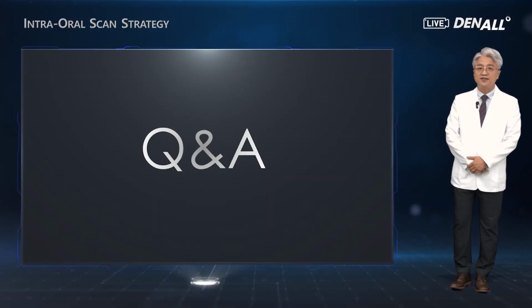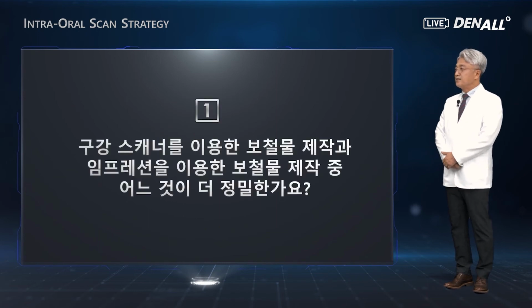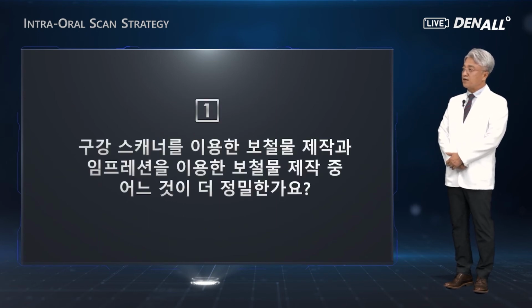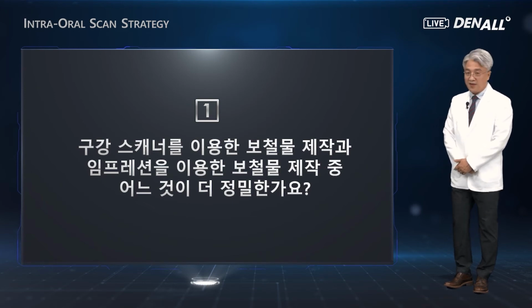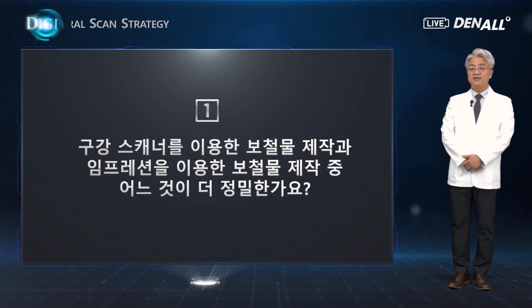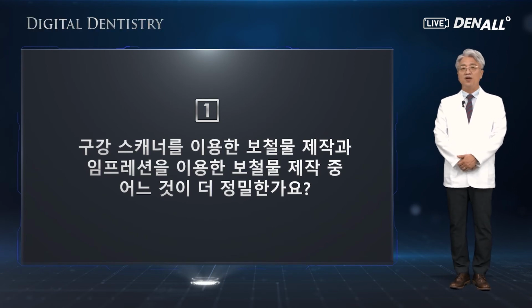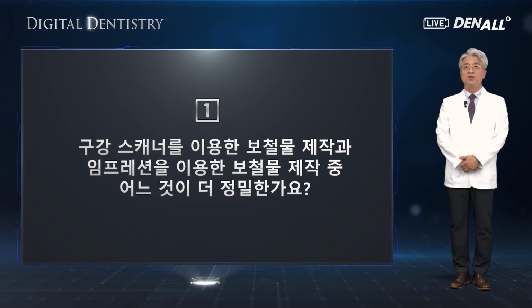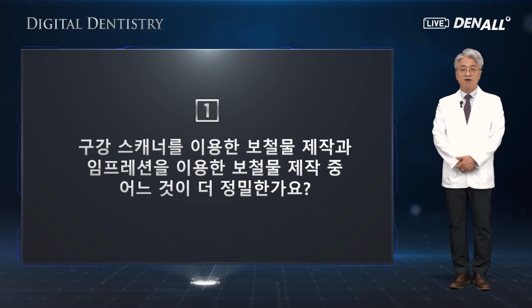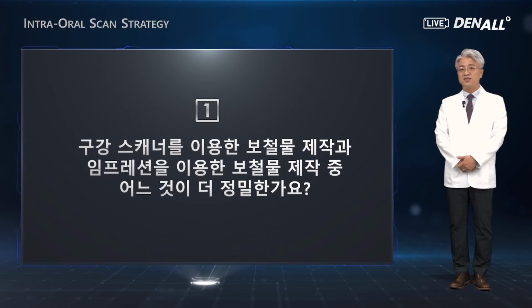Q&A session. Let's look at the questions. Which gives more precise prosthesis between oral scanner or impression taking? The model is processed using an oral scanner and the conventional rubber impression taking. If you compare them, I cannot give you the only and definitive answer, but based on my clinical experience, the conclusion is the model processed with an oral scanner is far superior in precision, far more convenient. It's incomparable to the rubber impression taking.